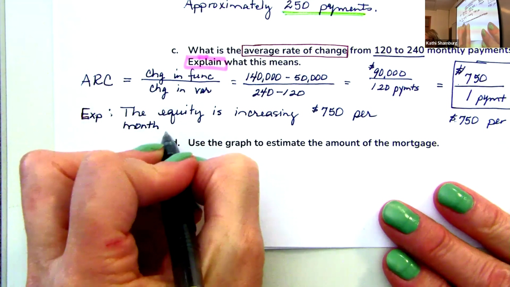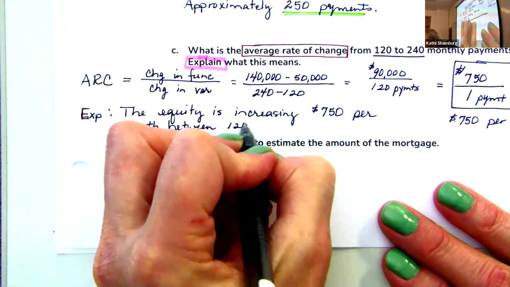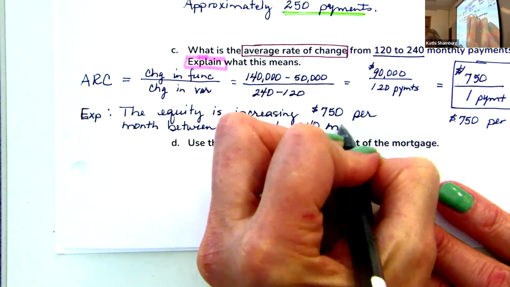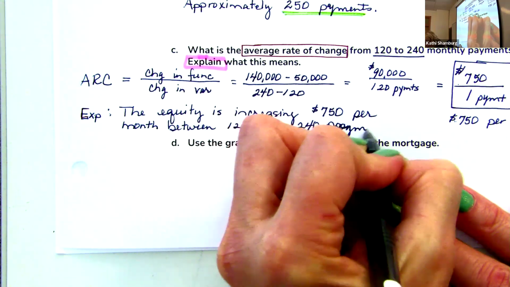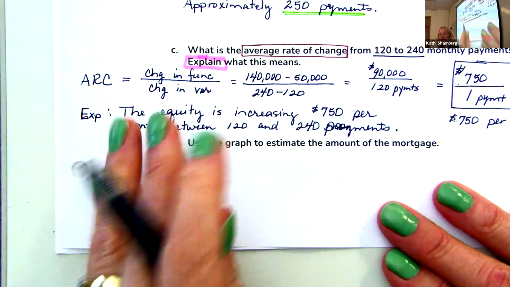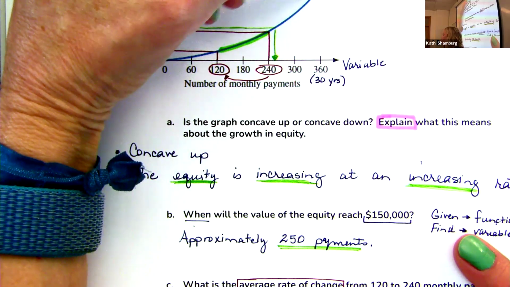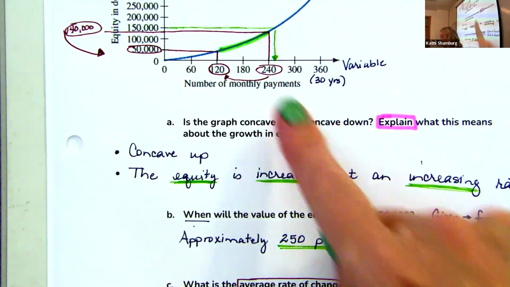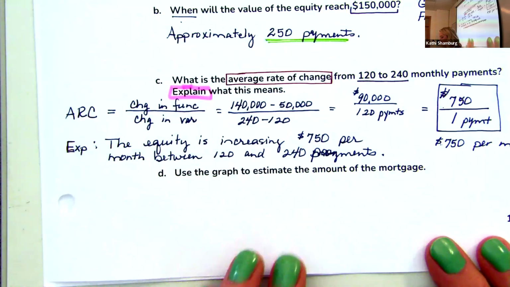And then I need to also include that this is between 120 and 240. Oh, I'll say payments. You could say months or payments. Because if we found the average rate of change here, it could be different than 750 a month. It might be the same, but it's not guaranteed. We only found the average rate of change between those two values.